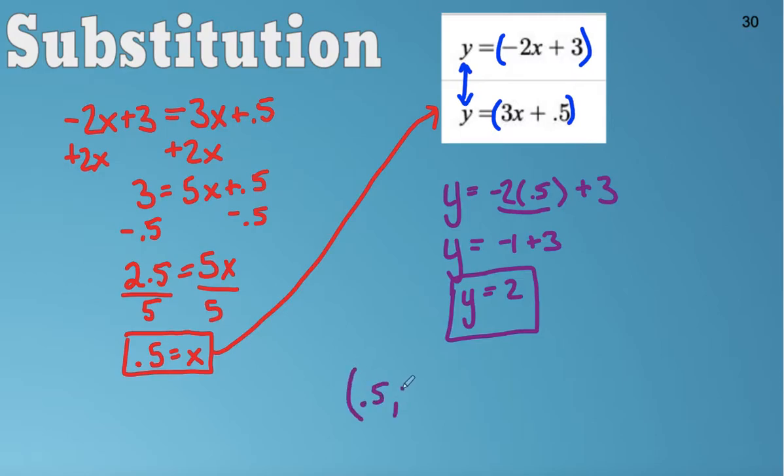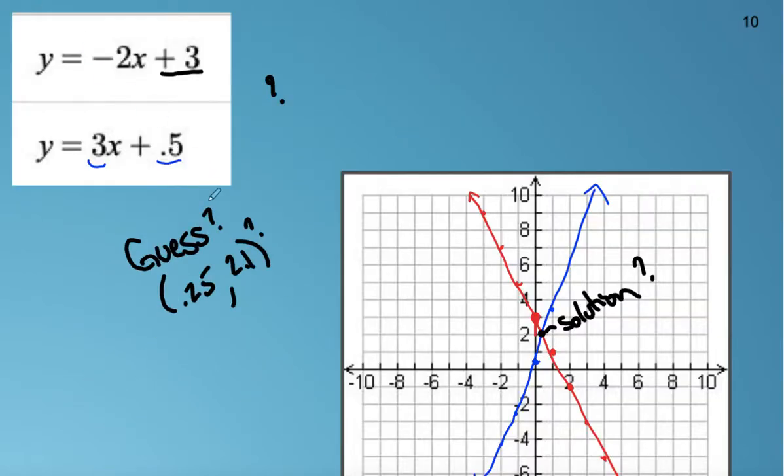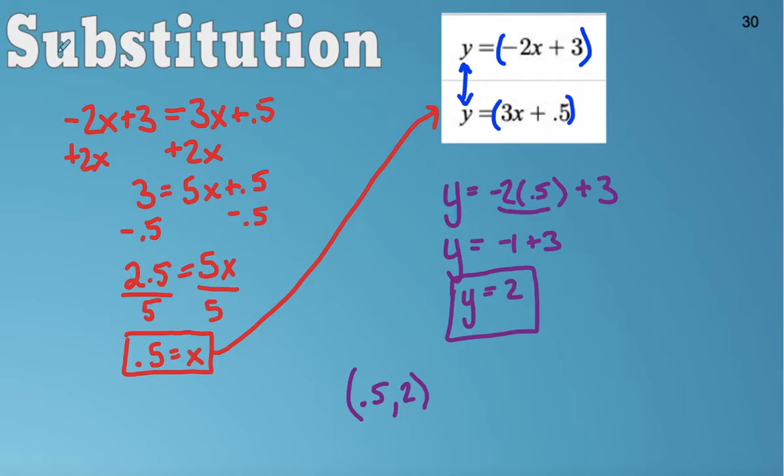0.5, 2. Now if we go back and look at our original graph, we said we had to guess because we weren't sure. You couldn't really tell from this graph. And we said 0.25 and 2.1. So we were close but not quite right. So that's why it's more important for us to use an algebraic method to find our answer. So our final answer here, the correct answer, is 0.5, 2.